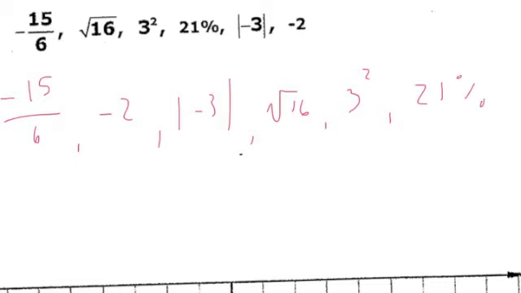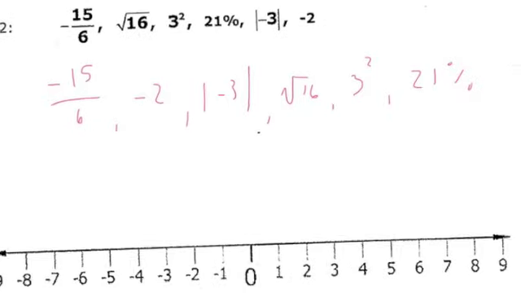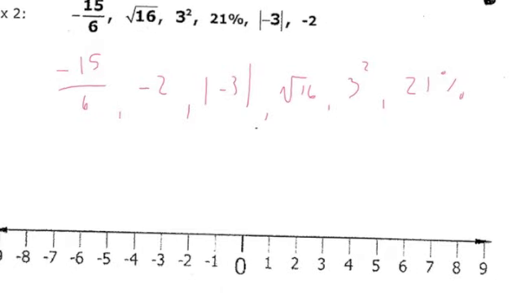Okay, now we need to take all these guys and convert them into decimals so that we can go ahead and put them on our little line graph. Okay, so negative 15/6, if you type that in your calculator, you should get negative 2.5. Negative 2 is negative 2.